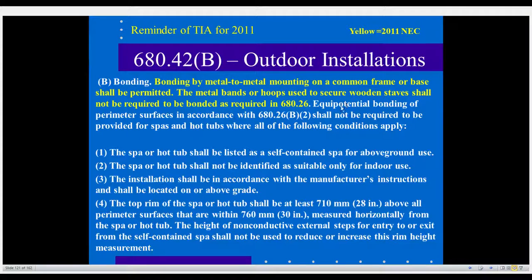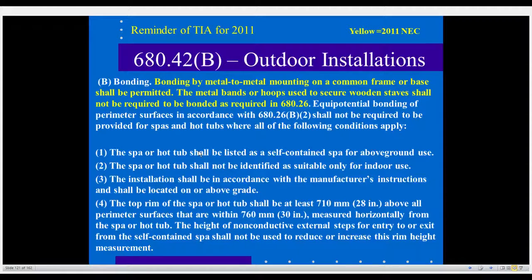And let's read it. Now it says, equipotential bonding of the perimeter surface in accordance with 680.26(B)(2). If you remember, that's the requirement under Part 2 for that equipotential bonding grid. One of the components was that perimeter bonding. Shall not be required provided for spas and hot tubs where all of the following conditions are met. Notice it says all. So I'm going to read you all four of these things. So if you have a spa or hot tub that complies with all these things right here, then you do not have to meet the perimeter requirements in 680.26(B)(2).